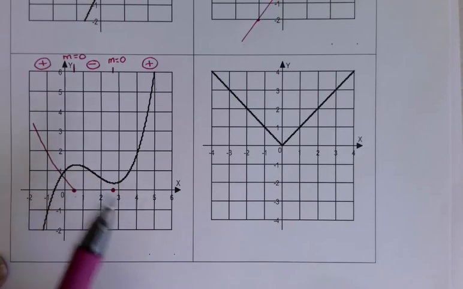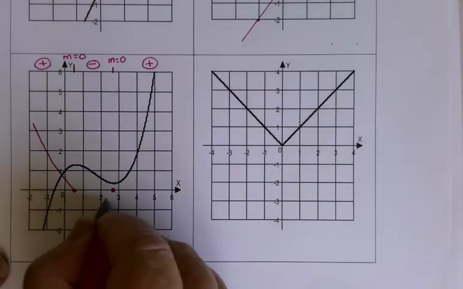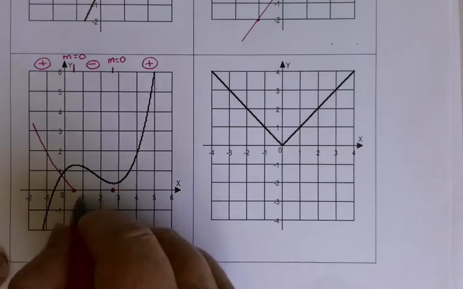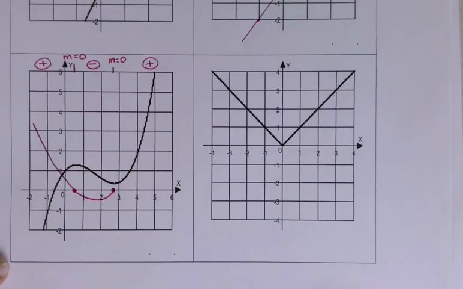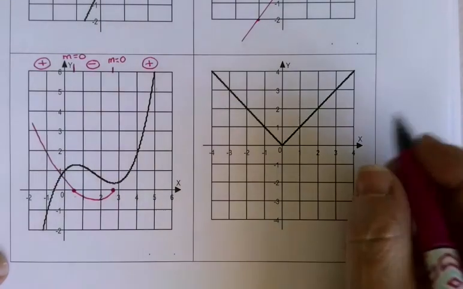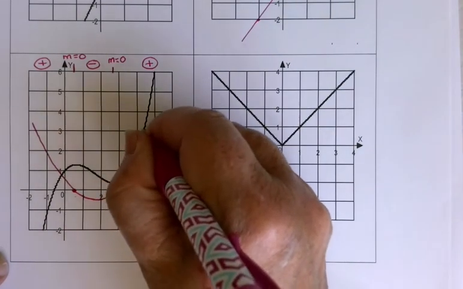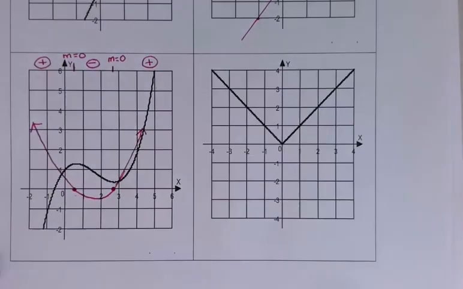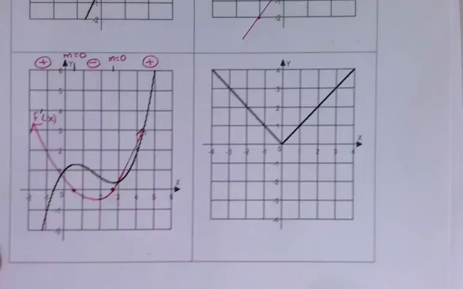Negative derivatives in this section, none of them are particularly steep, so I'm just going to show some kind of small negative numbers here. And I have to come back up and hit that 0. And then over here, those positive derivatives just keep getting steeper and steeper again. So I'm going to say my f prime function is going to look something like that.